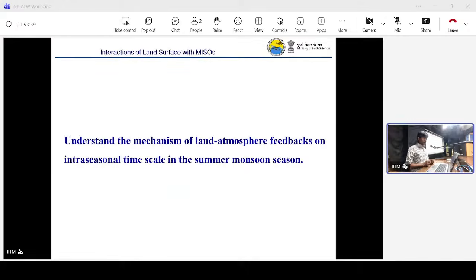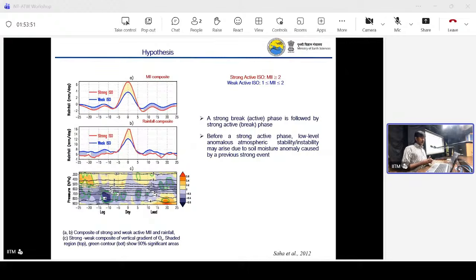Now the second part, understanding the mechanism on the sub-seasonal timescale within the season, how the MISO is interacting with land surface processes. So we put forward a hypothesis from observation. In observation, we asked, do we see any signature of this kind of feedback? So we picked some strong MISO events and weak MISO events, and tried to see it in the composite.